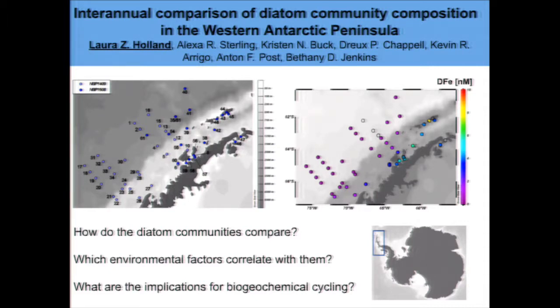So, again, this is across two field seasons, 2016, which is in blue, and then 2014, which is in purple. We tried to focus on three different questions. How do the diatom communities compare? Which environmental factors correlate with them? And what are the implications for biogeochemical cycling? In particular, we were interested in seeing how dissolved iron might affect these communities, as there's this steep offshore to inshore gradient of low to high iron.